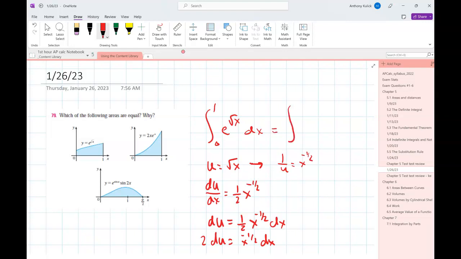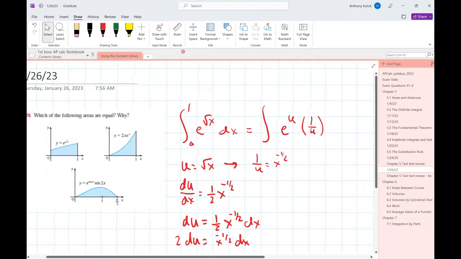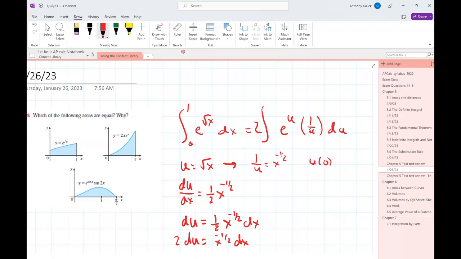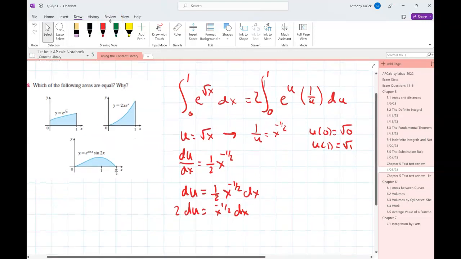So we can write this as the integral of e to the u times 1 over u times 2 du. So I'll just put the 2 out front and the du in right there. And then I need to adjust my bounds now. So u of 0 is the square root of 0. u of 1 is the square root of 1, so we're still going 0 to 1. So that's the first area.